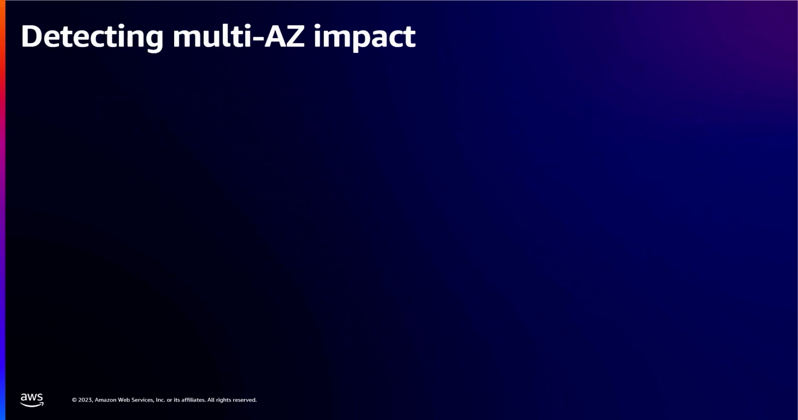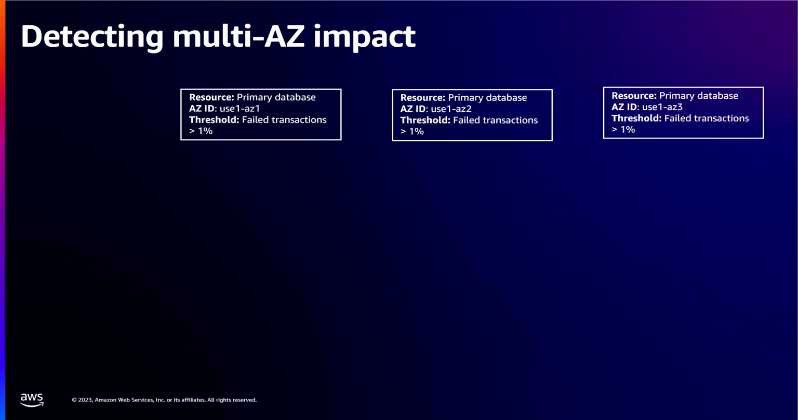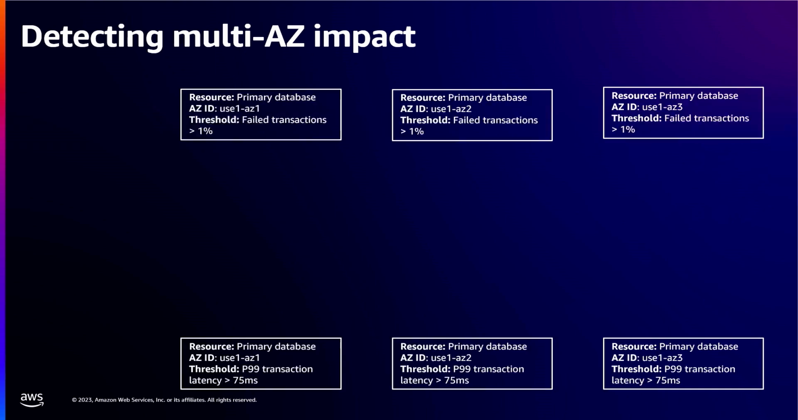So let's talk about the second way that those errors could manifest, right? When we have that single shared resource, like a database, right, Aurora, RDS, something like that. I'm going to be a little less specific about what metrics you should use. But let's say I'm measuring failed transactions being greater than 1% as an example. And I'm also going to measure my P99 transaction latency. Say these are alarms if it exceeds 75 milliseconds. You see I've got an alarm in each AZ, so AZ1, AZ2, and AZ3.